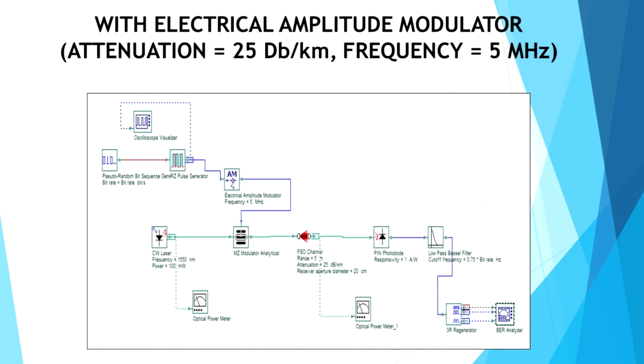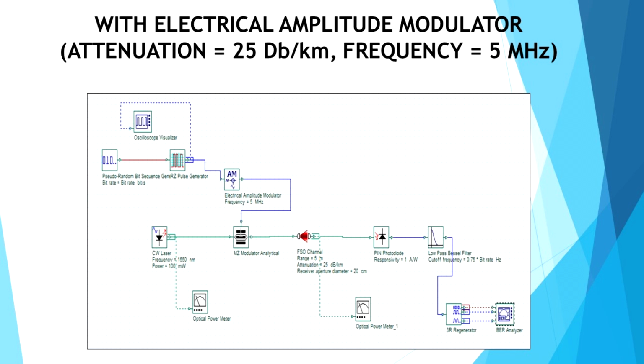Okay, hi, I'm Nashavika Najia. I will discuss the result obtained when the electrical amplitude modulator is inserted into the circuit. This electrical amplitude modulator is put between the RZ pulse generator and the MZ modulator analytical. This AM will modulate the signal of pulse amplitude generated from the RZ pulse generator.